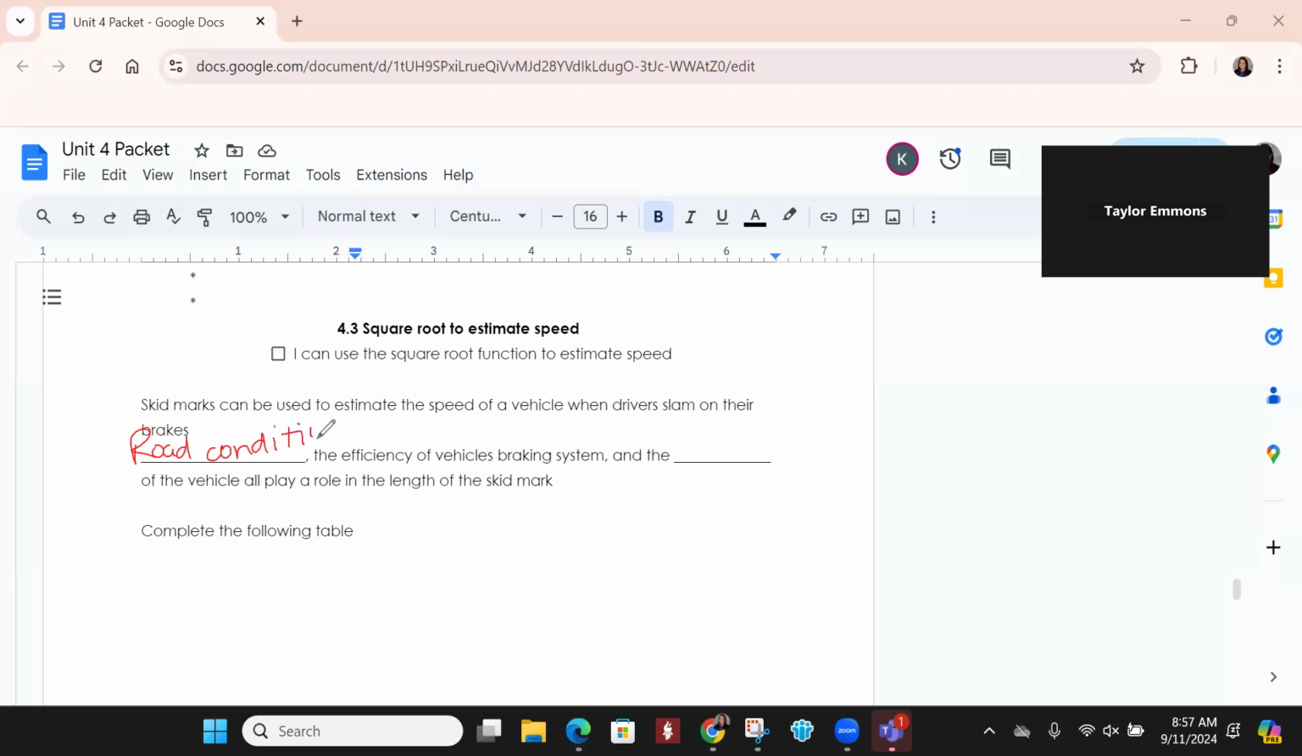All right, road conditions. This is 4.3. Road conditions, the efficiency of the vehicle's braking system, and the speed of the vehicle all play a role in the length of the skid mark. If your brakes suck, you're not going to stop quick enough, right? So you need to make sure that your brakes are taken care of. That involves that maintenance piece.